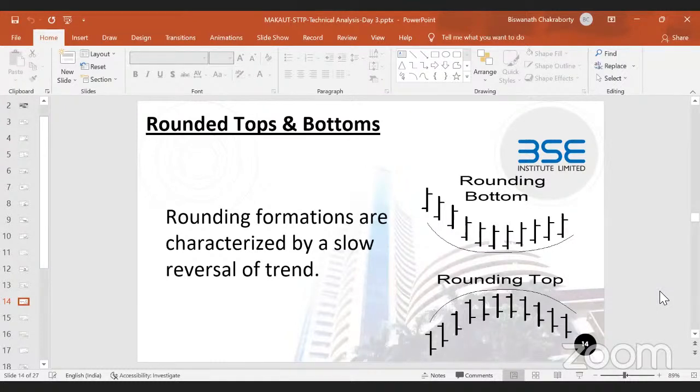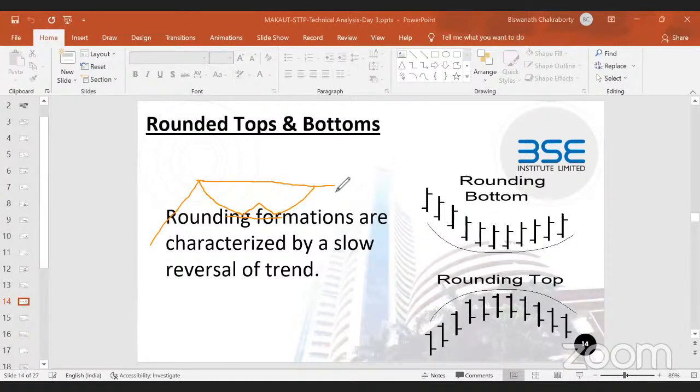Now we are coming to rounded tops and rounded bottoms. How will it look? The stock price went up, starts falling. In the lower part, a double bottom may form, may not be like this, and again it will wind up. So this is a very, very classic example of our rounding bottoms.